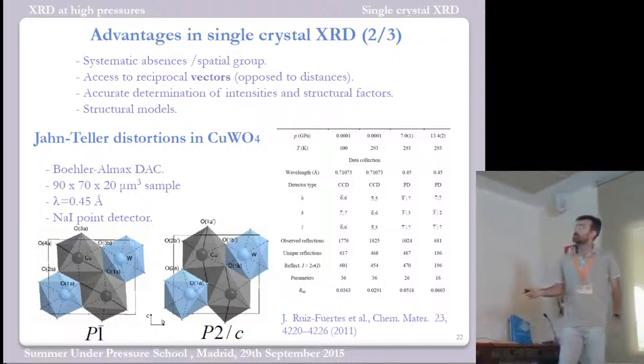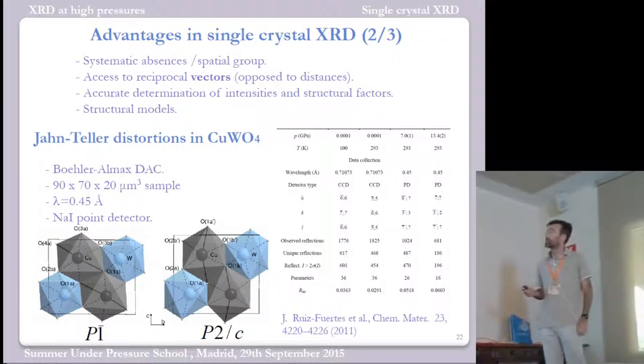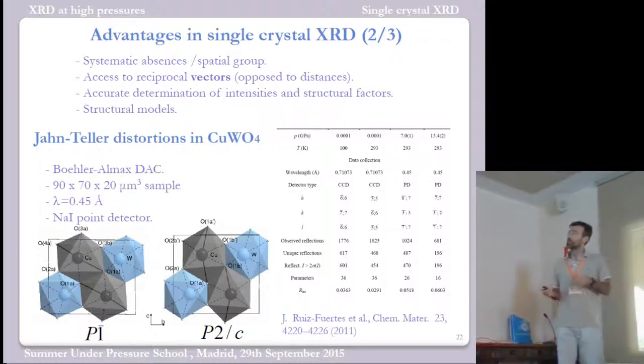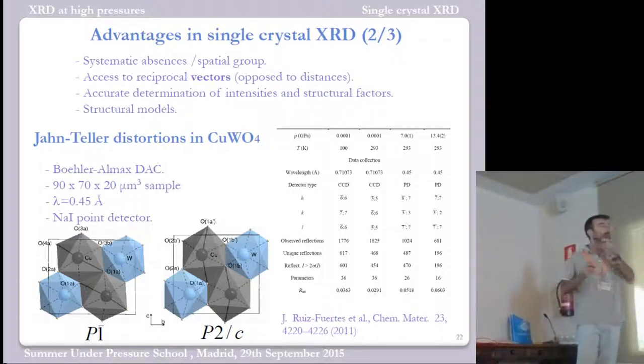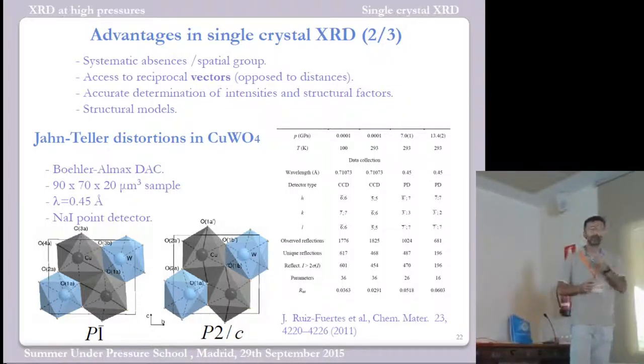We have access to reciprocal vectors as opposed to distances. There is much more information in vectors than in distances, like in powder experiments. As we have the intensity determined not by only one reflection, but by a whole set of symmetrically related reflections, the information about intensity is very precise. So we can make very detailed structural models.